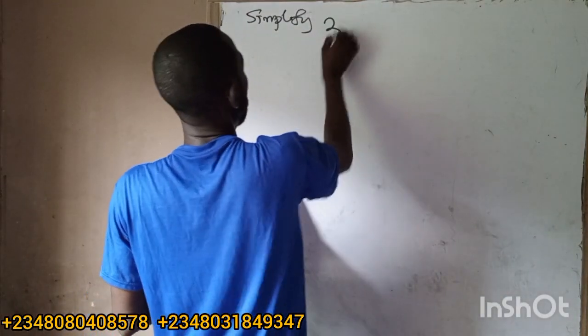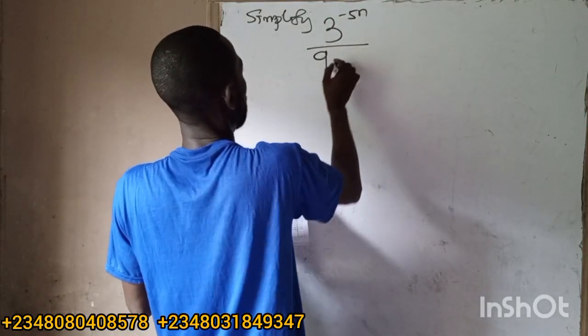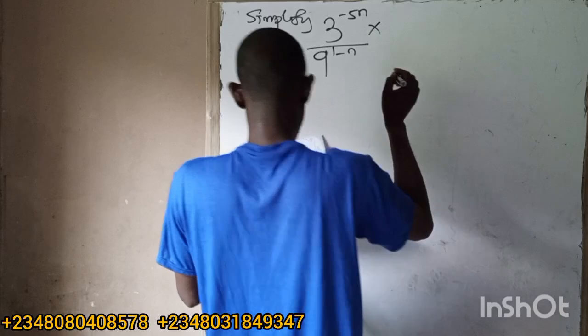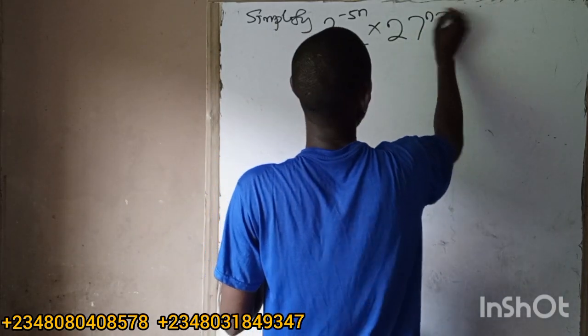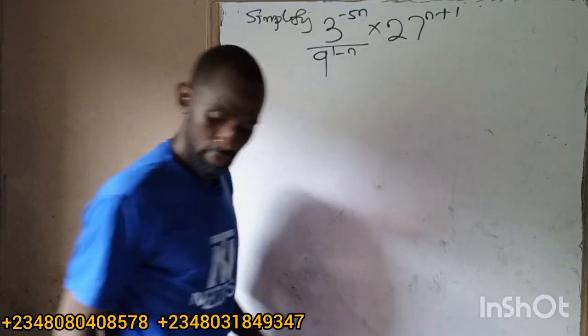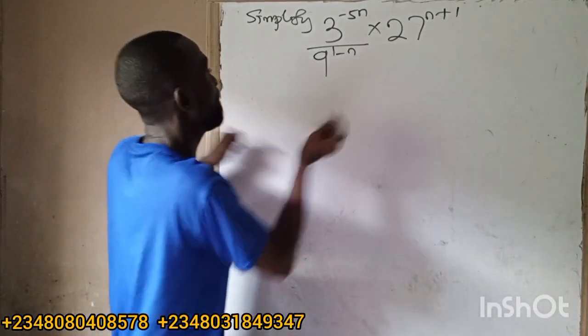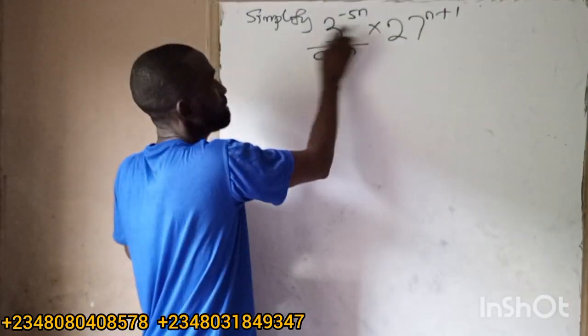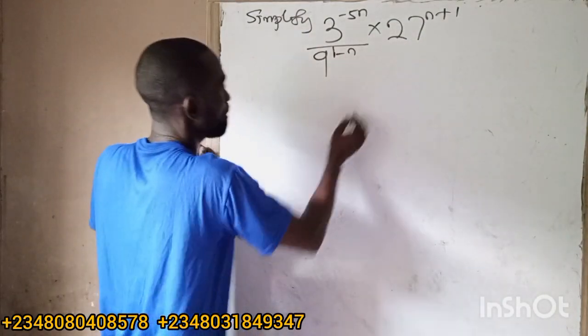3 raised to power minus 5n all over 9 raised to power 1 minus n multiplied by 27 raised to power n plus 1. So what are we going to do here? If you look at it very well, I can break all these numbers down to 3. 3 is unique in 27. 3 is also unique in 9. So I'll break it down.